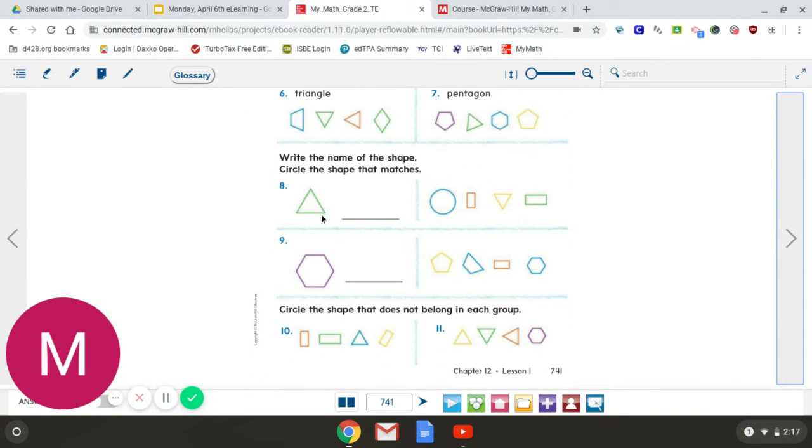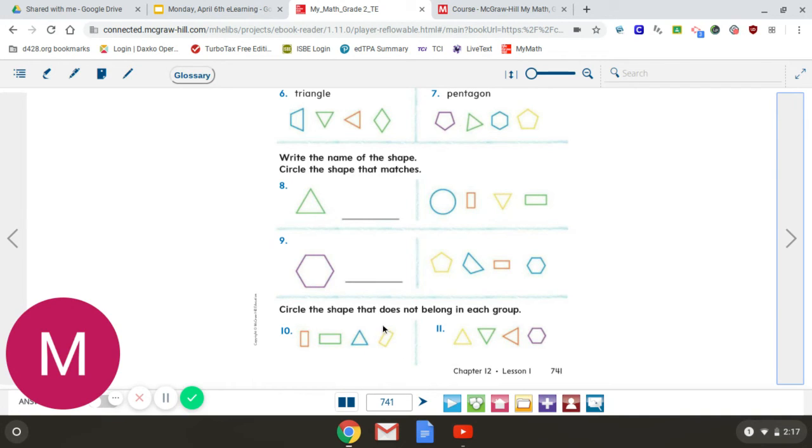For number 8 and 9, you're going to write the name of the shape on the line, and then you're going to circle the shape on the other side that matches. So for number 8, you're going to have to figure out what shape this is and write it here, and then circle the shape that matches over here. And for number 9, same thing, write what shape this is on this line, and then circle the shape that matches over here.